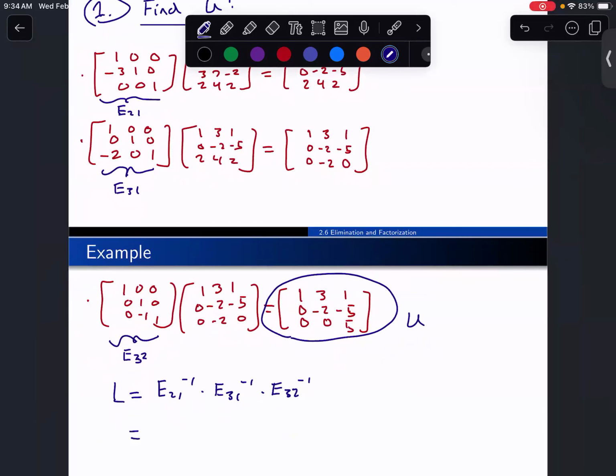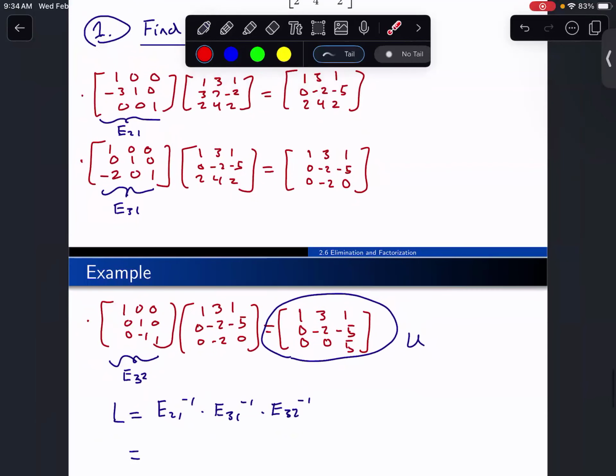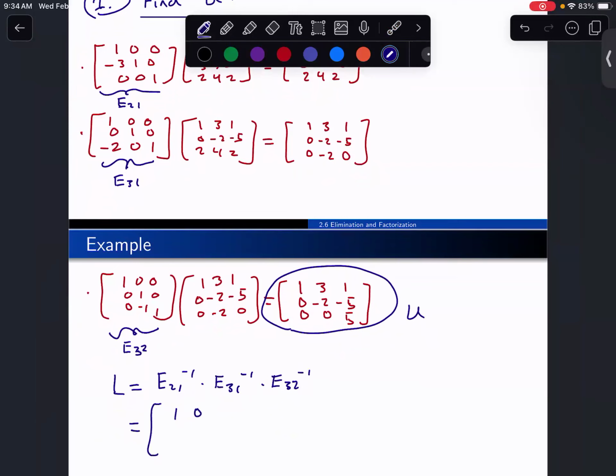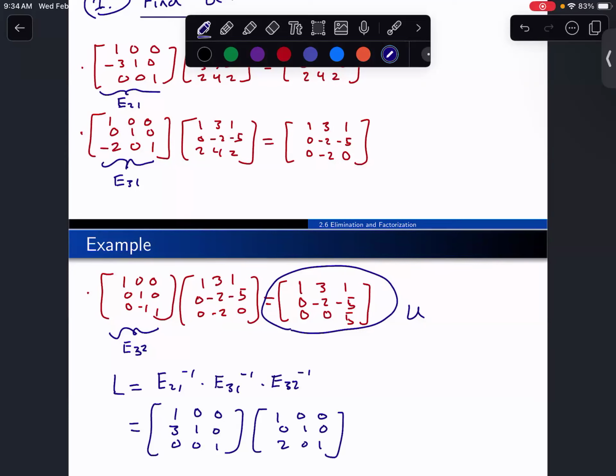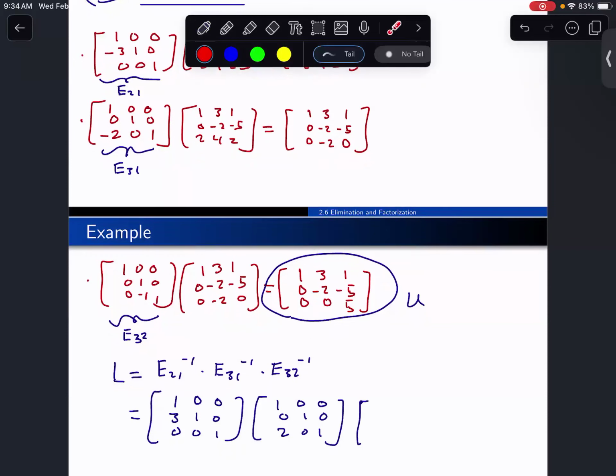Where all you do, again, to determine the inverses of these matrices, so the inverse of E21, it's just going to be E21 again, except you flip the sign of the minus 3. So it's going to become 1, 0, 0, 3, 1, 0, 0, 0, 1. E31 inverse is just E31 again, except the minus 2 becomes a plus 2. So this will be 1, 0, 0, 0, 1, 0, 2, 0, 1. And then E32 inverse is just the same as E32. You just flip the minus 1 into a positive 1. So it'll be 1, 0, 0, 0, 1, 0, and then 0, 1, 1.